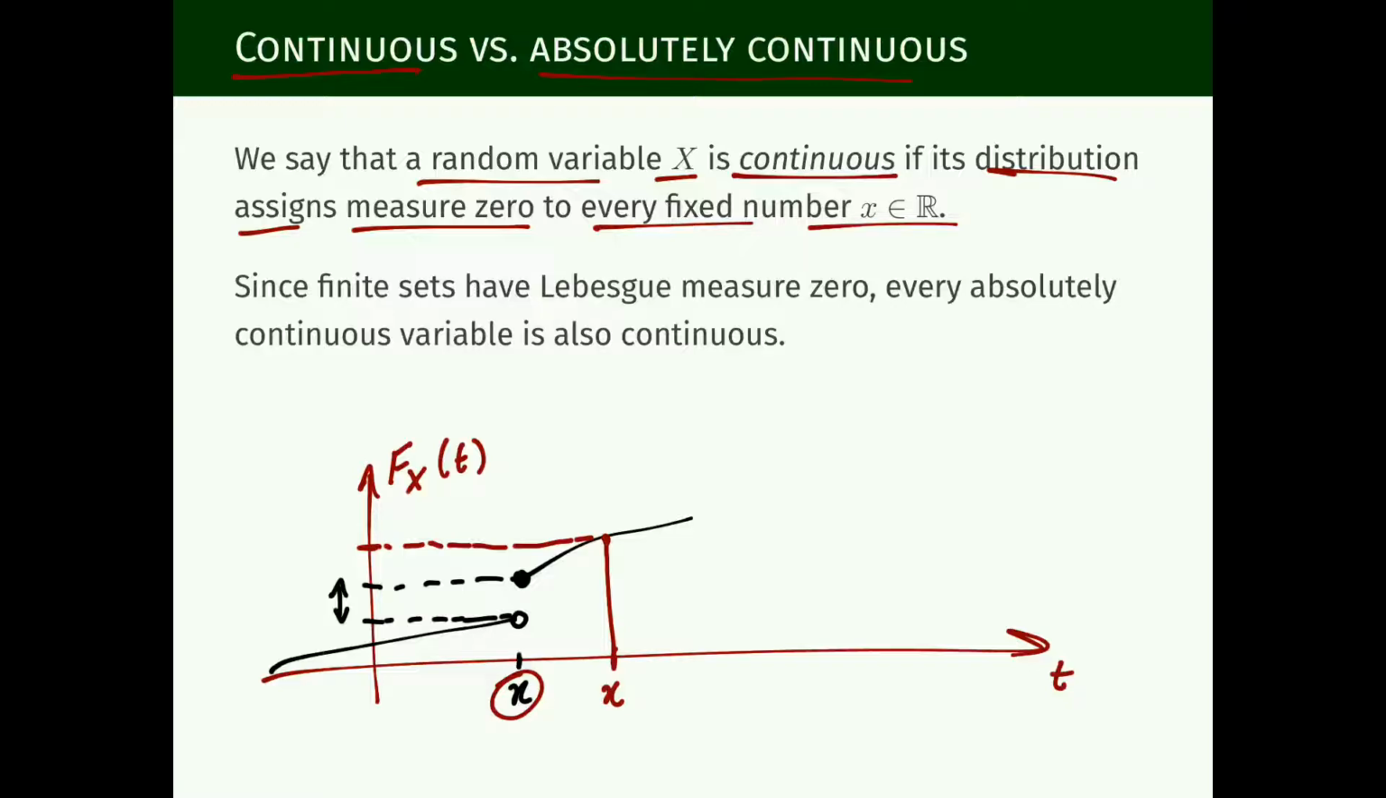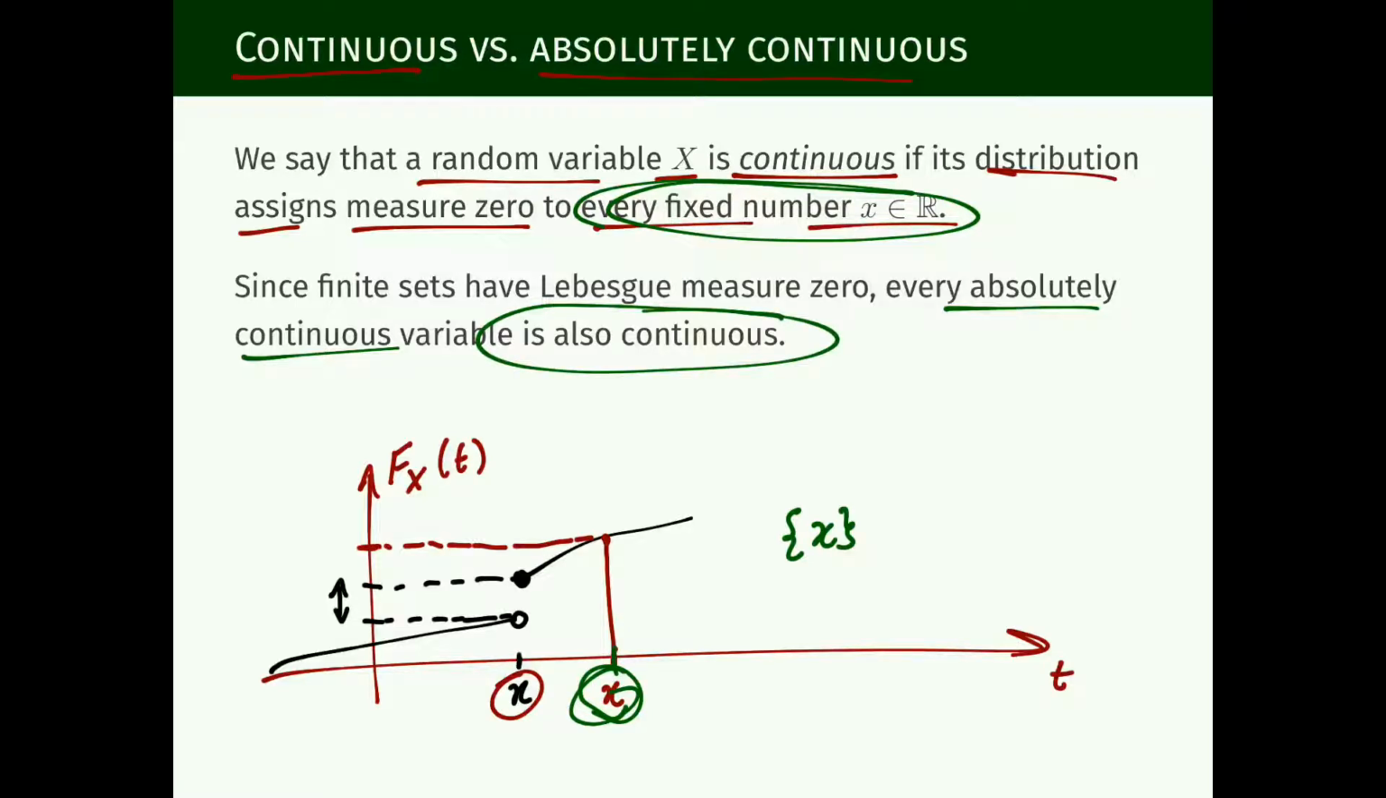Why? Because points, which is what's being required here, the set which contains a single point, this set has measure 0. So if the variable is absolutely continuous, then it is also continuous. Why? Because if we look at the set that contains a single point, that set has measure 0, and assuming the variable is absolutely continuous, the probability that X belongs to this set will be 0. So absolutely continuous implies continuous.